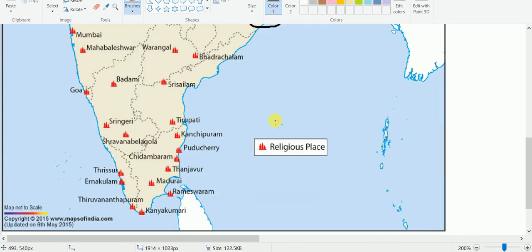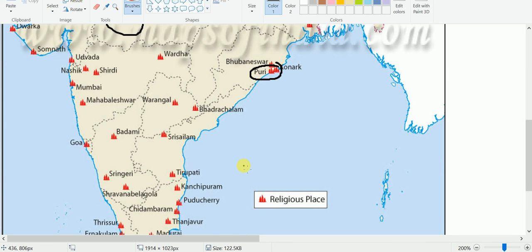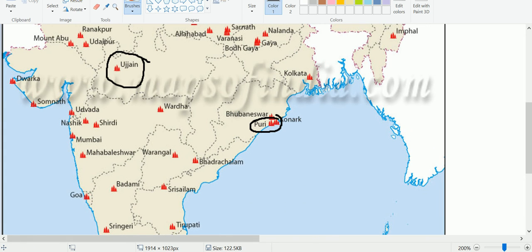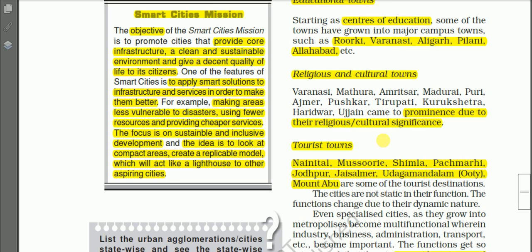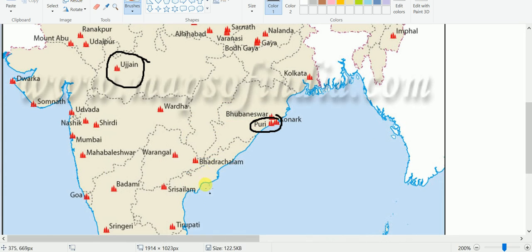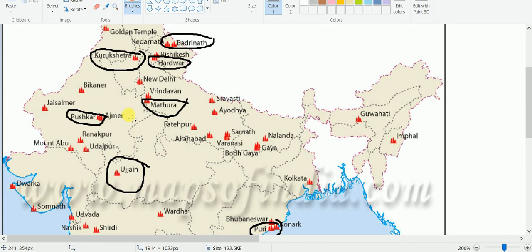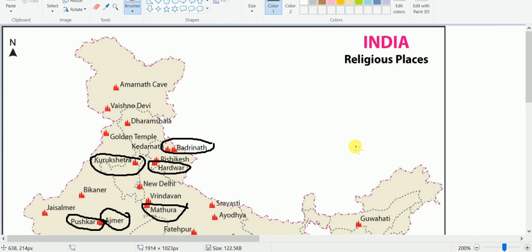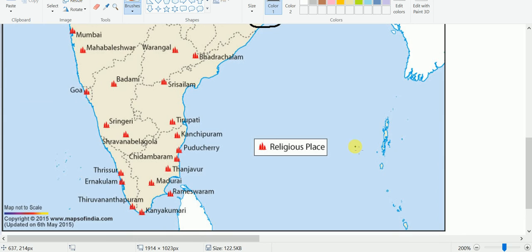So in this map you'll find a lot of these religious places. Just you can find out. Ajmer, Puri, Madurai, all are here. Ajmer, I think, is here. So I may send this map in the group also so that you can find out.